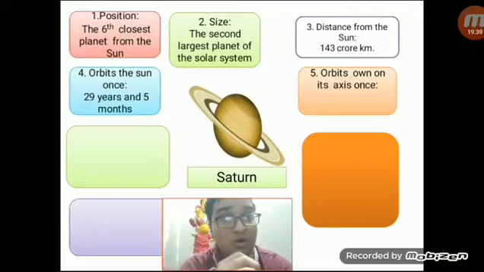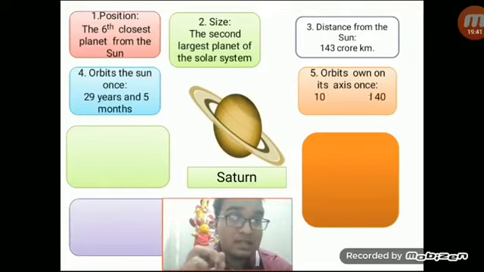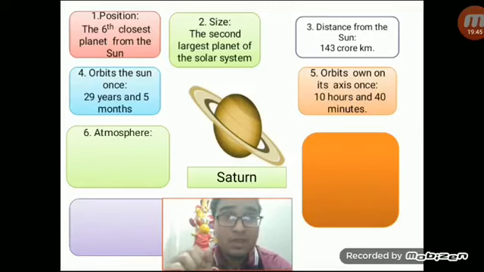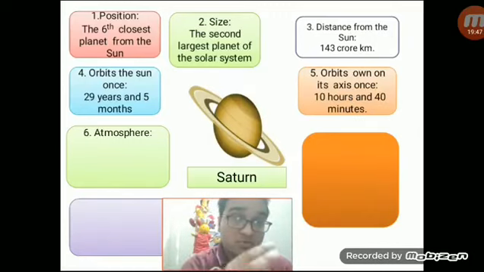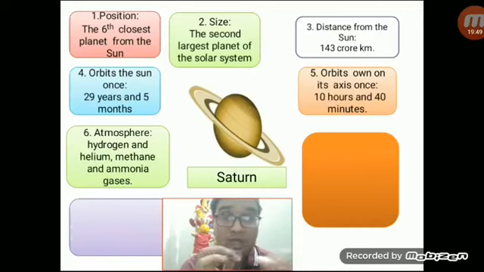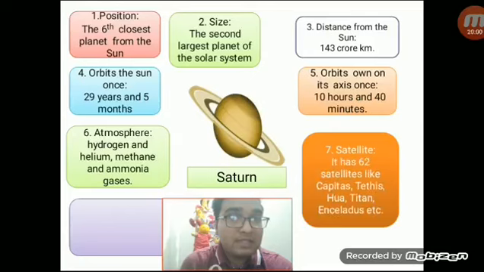And to orbit on its own axis, it needs 10 hours and 40 minutes. Atmosphere: now I'm going to talk about the atmosphere of Saturn. Its atmosphere consists of hydrogen, helium, methane, and ammonia gases. Then satellites: it has 62 satellites like Calypso, Tethys, Rhea, Titan, Enceladus, etc.